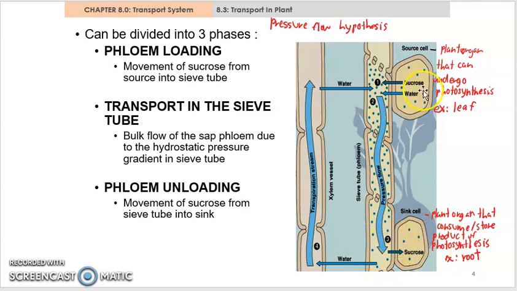Secara ringkasnya kita nak tengok dari segi movement of sucrose. Dalam phloem loading, movement of sucrose from source into the sieve tube, and then transport in the sieve tube due to the hydrostatic pressure gradient in the sieve tube. So there is a bulk flow of the phloem sap towards the sink. And then the last one, phloem unloading, refers to the movement of sucrose from sieve tube into sink.